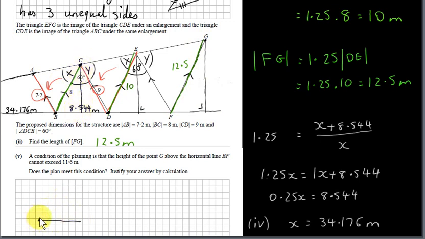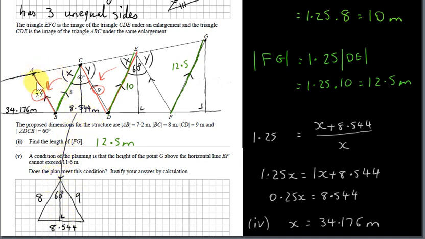So what do we know about this triangle? This is 8, this is 9. The other side is 8.544. We also have an angle. This angle is 60 degrees. So we're interested in the perpendicular height of this triangle here.